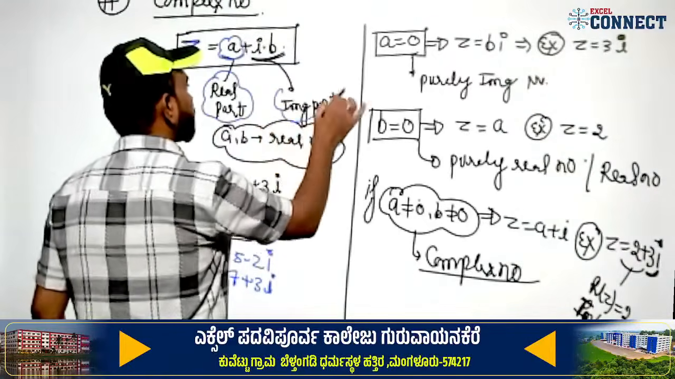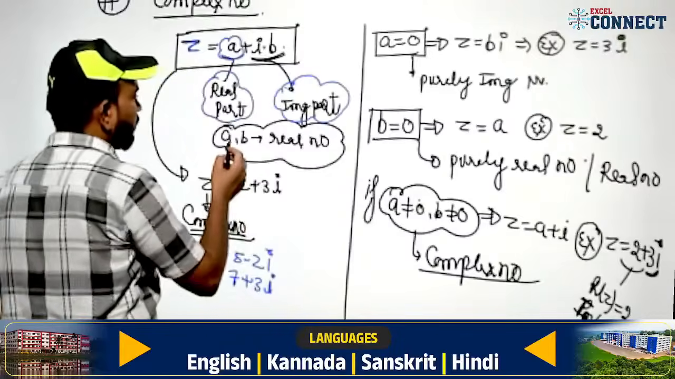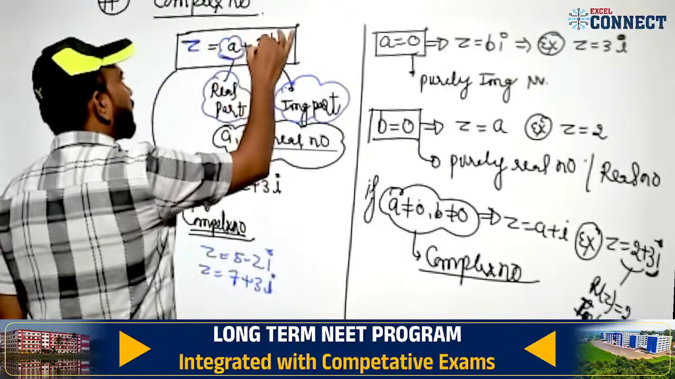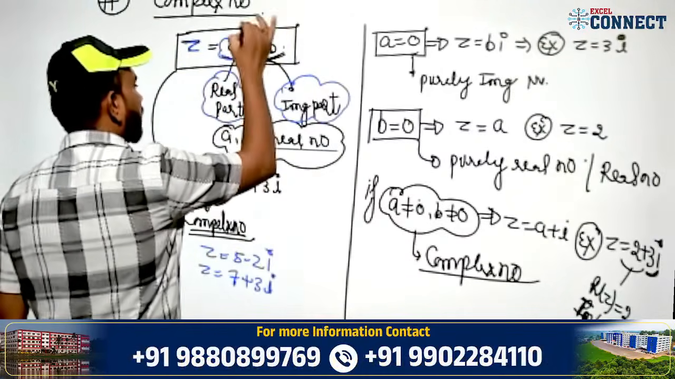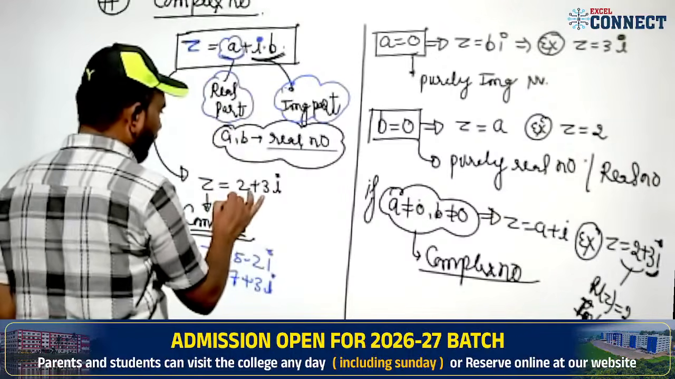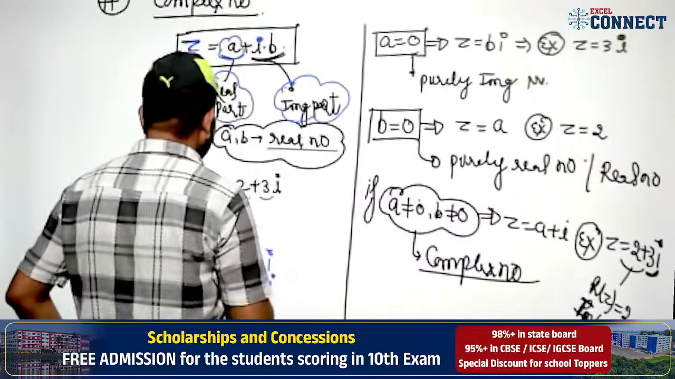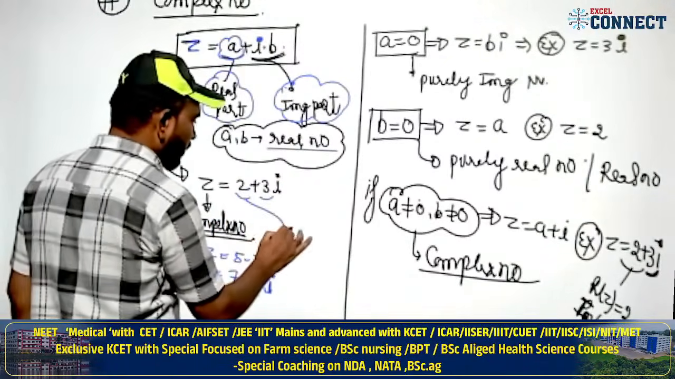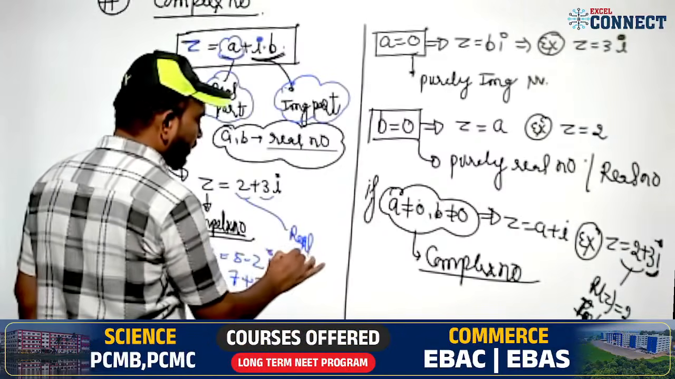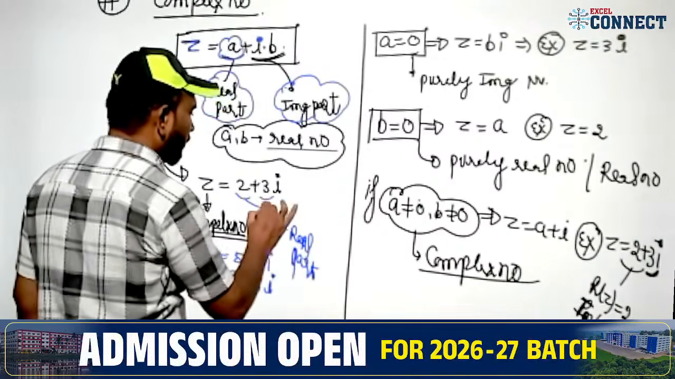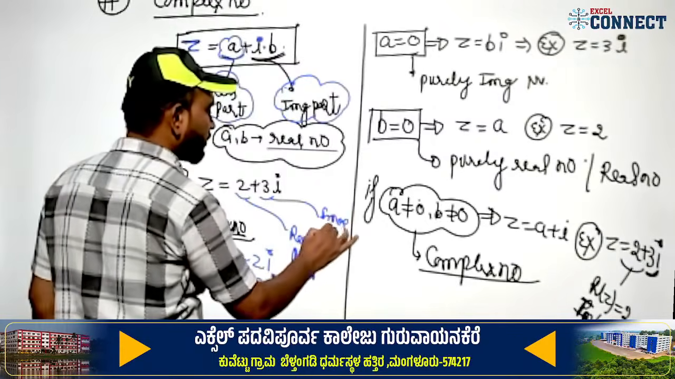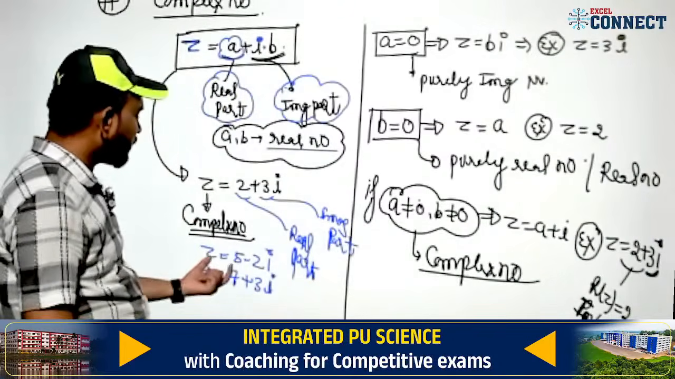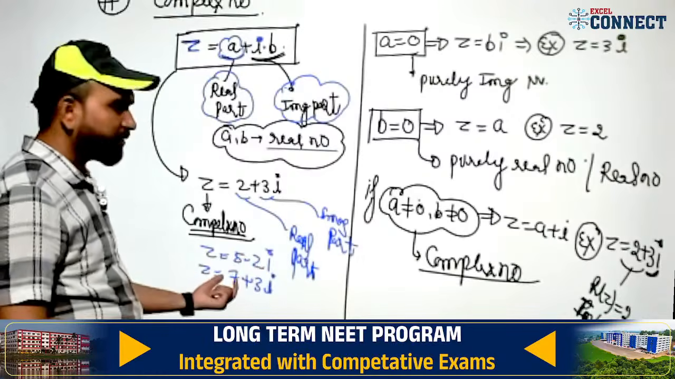If a, b are real numbers, these coefficients are real, but this is multiplied by iota. For example, 2 plus 3 iota is called a complex number. This is the real part, and this is called your imaginary part. So a complex number is, for example, 5 minus 2 iota and 7 plus 3 iota.